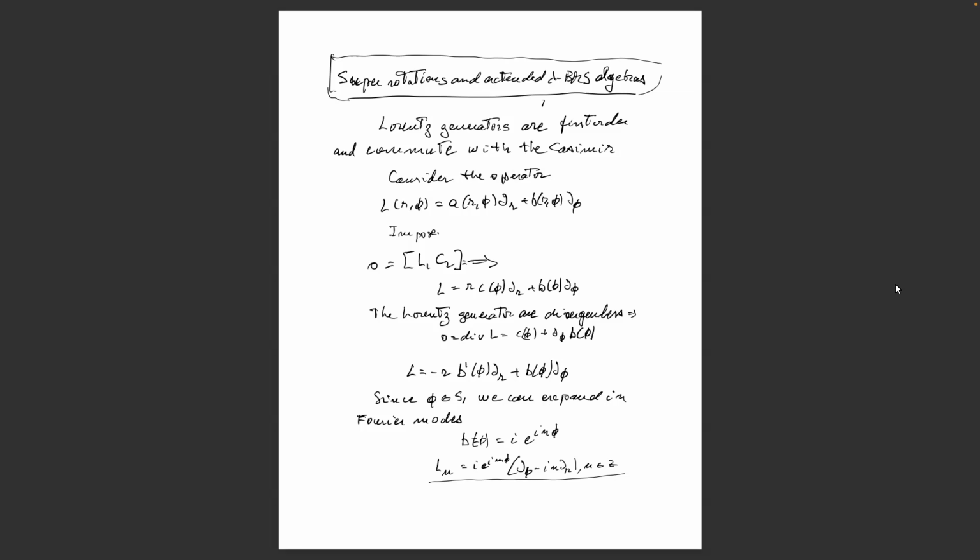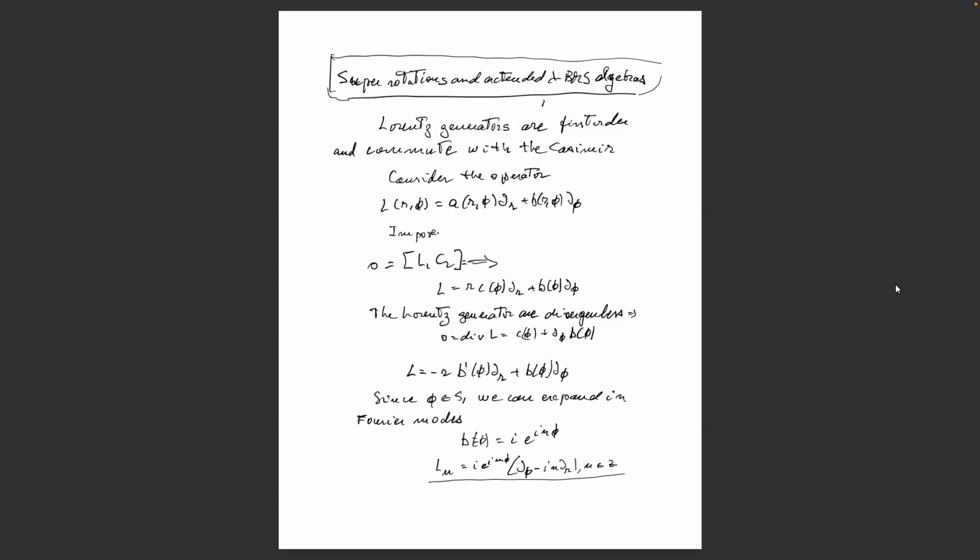If you do the computation, you find that this L has this form: there is a function C of phi and a function B of phi. The dependence on R has disappeared. Simply, this is a computation. If Lorentz commutes, I impose that this one also commutes. But there is another interesting thing: the Lorentz generators are divergenceless. This imposes that the divergence of L is equal to 0, and this gives a further relation among phi and B.